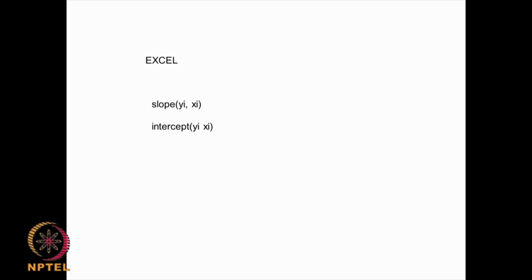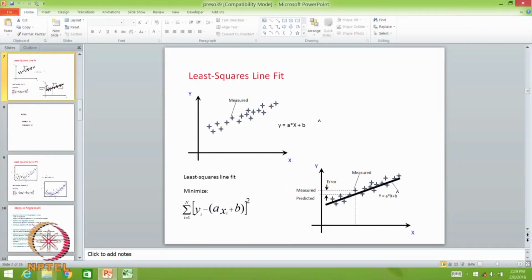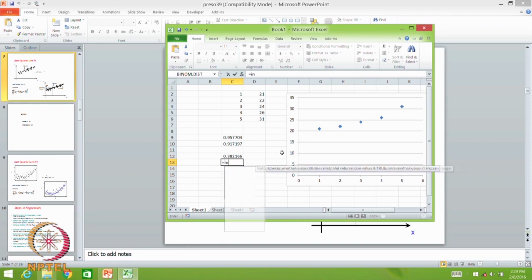Now, Excel has two commands, one is called SLOPE, the other is called INTERCEPT. This is the slope, this is the intercept. To find out the slope and intercept for the x and y data, suppose, let us take the same data. I have x and I have the y. If I want to calculate the slope, I just say SLOPE, this is the x data and this is the y data. So, this is the slope of this line, and if I want to get the intercept, this is the x data, this is the y data, that is the intercept.